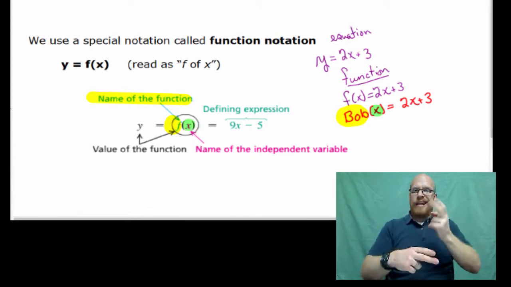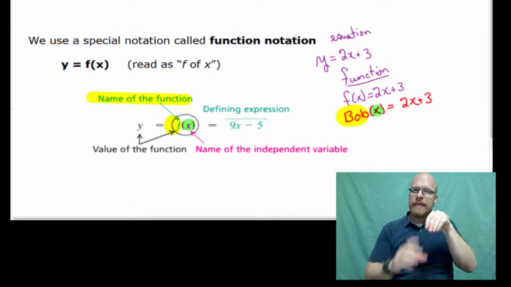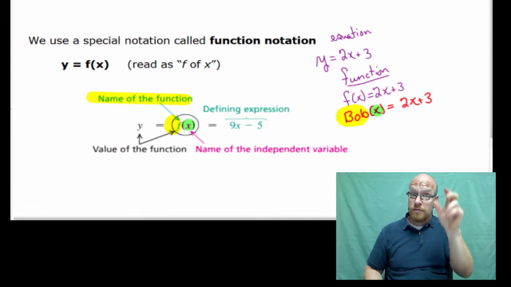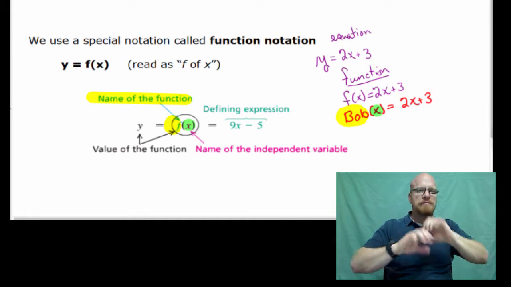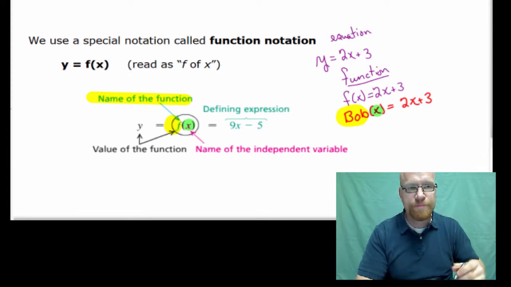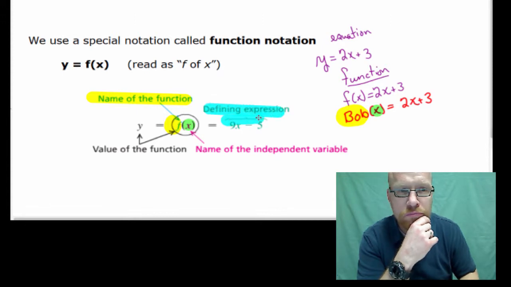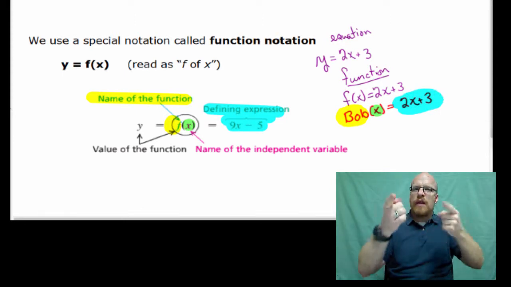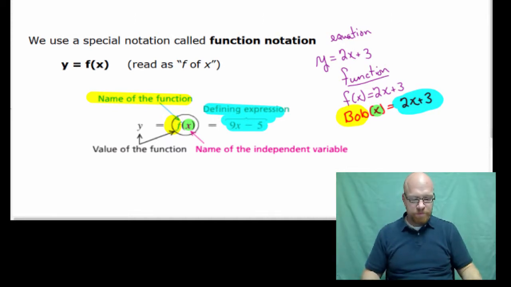So we have the yellow as our name, Bob, our function Bob, and the green highlighted area is our input. Bob takes in x as his input. X is our independent variable. It doesn't depend on anything. X is its own man. It's its own variable. It's independent. Now, this is the rule, what happens inside the function. Okay? So let's move on from here.